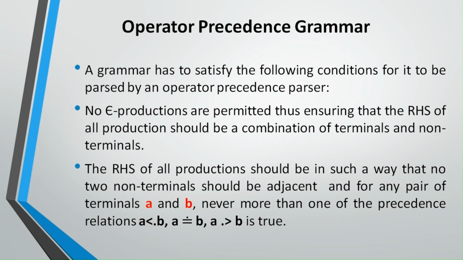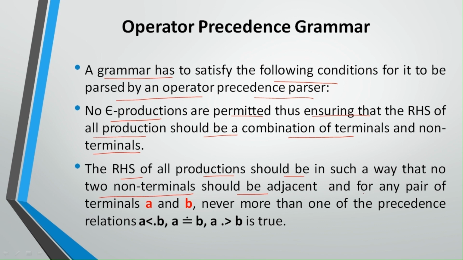So let us start. A grammar has to satisfy the following conditions for it to be parsed by an operator precedence parser. No epsilon productions are permitted, thus ensuring that the RHS of all productions is a combination of terminals and non-terminals. The RHS of all productions should be such that two non-terminals are not adjacent in any of the production rules.